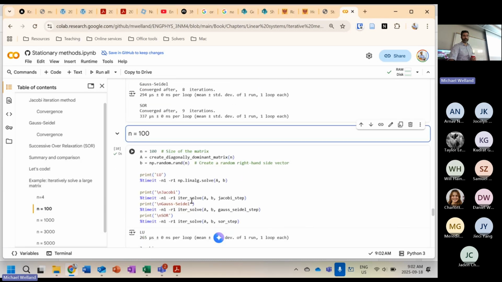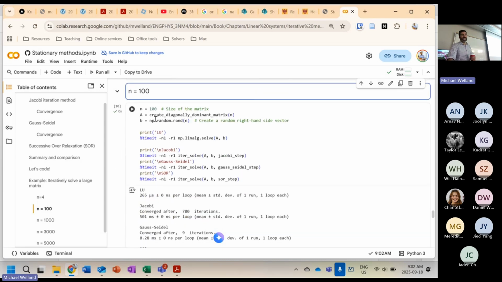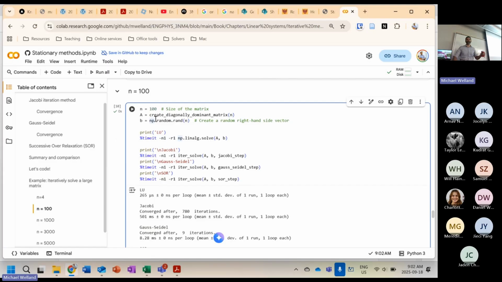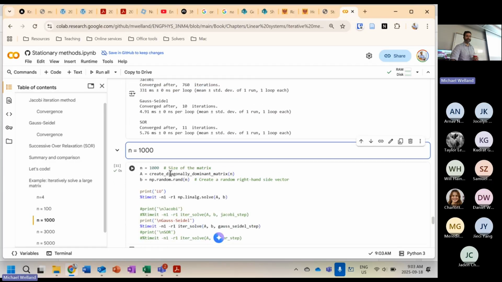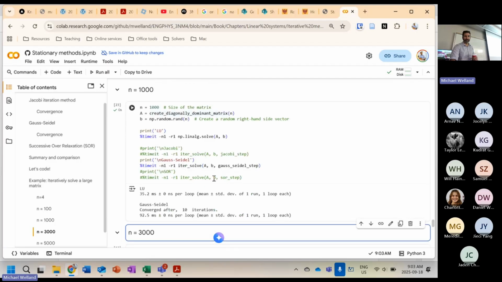Professor, what the hell did you do to us? Right? n equal to 4 is small. You're never going to see n equal to 4. You're going to start with n equal to 100. So now you've got 100 unknowns. LU takes 271 microseconds. Jacobi still takes more, 331. Gauss-Seidel takes even more. Oh my God, right? And SOR even more than that. Guess what? 100 is still small.